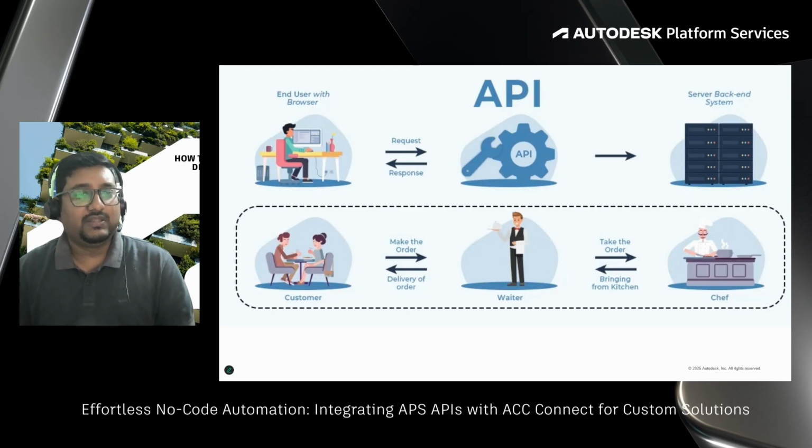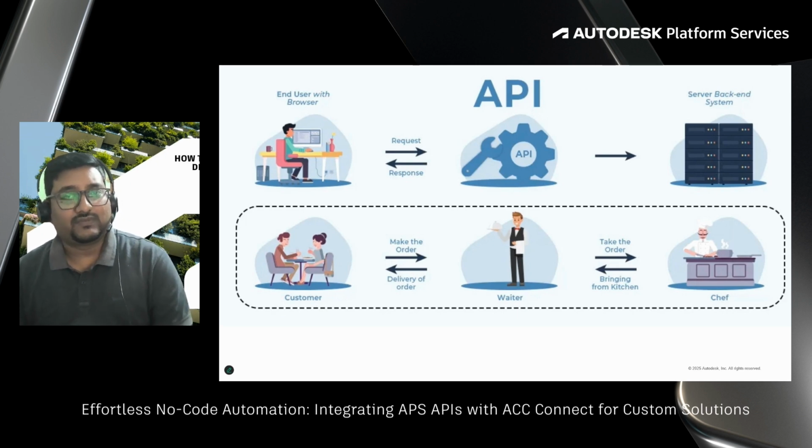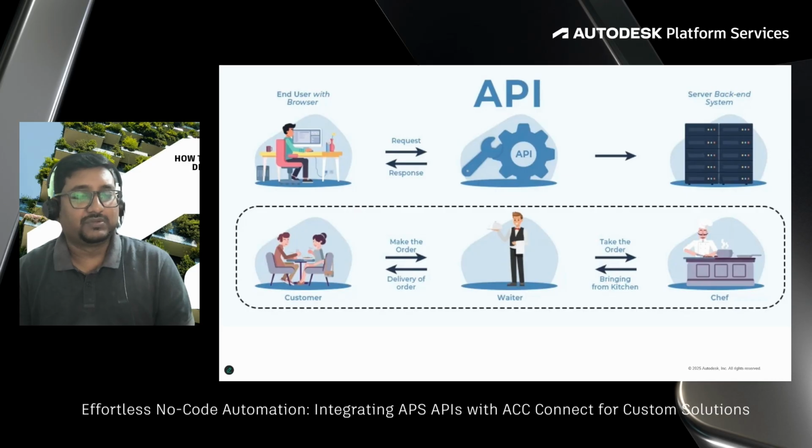Instead, here we have an end user with a browser who is making a request to the API. So the API can serve as a waiter here. And we have a server backend system, which takes the request from the API, consolidates that information, and passes it on to the API, which is then further passed on to the end user with the browser. So if you're in the ACC platform, you can think that when you're browsing to a particular folder and you're getting a list of files, how is that working? It is actually leveraging the APIs, which is interacting with the server and returning that information which is shown on the UI. So that is a simple explanation of API.